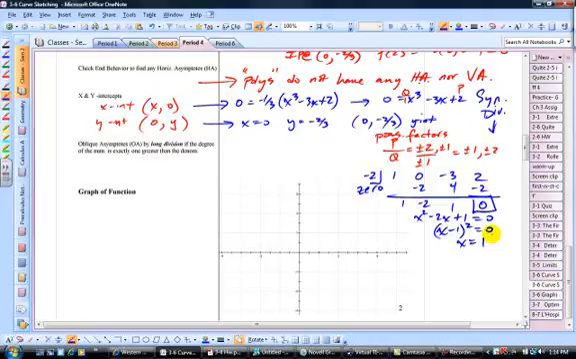So we have two x-intercepts now. We have one at 1, and we have one at negative 2. So our x-intercepts here are at 1 comma 0 and at negative 2 comma 0. So we're going to use those to help plot.